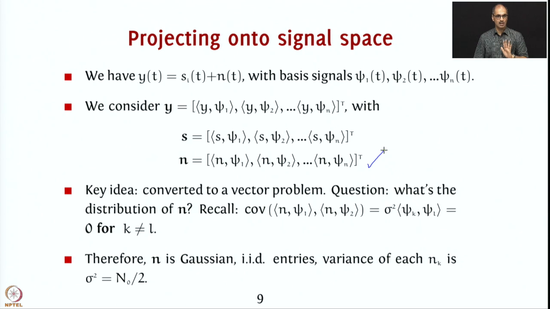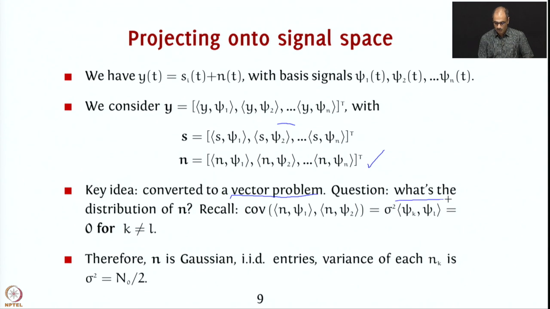This leads to the question: by projecting n onto psi 1, psi 2 and psi n, which is what you are doing indirectly by projecting y onto psi 1, psi 2, psi n, am I losing some information? Is it that some information is lost in this operation that results in your not being able to make the optimal decision on which s_i was sent? So the key idea is that we are trying to convert it to a vector problem, instead of a waveform problem. What can we say about this n and its contribution to the vector decision problem?